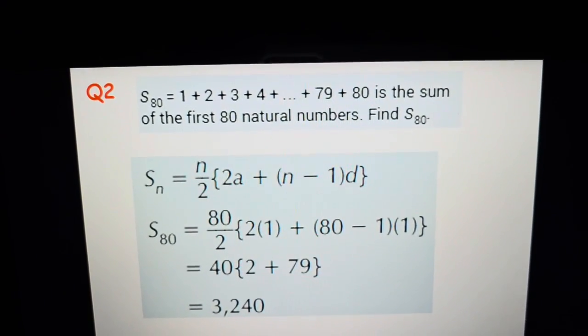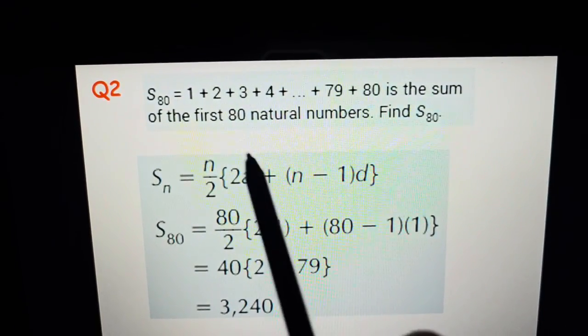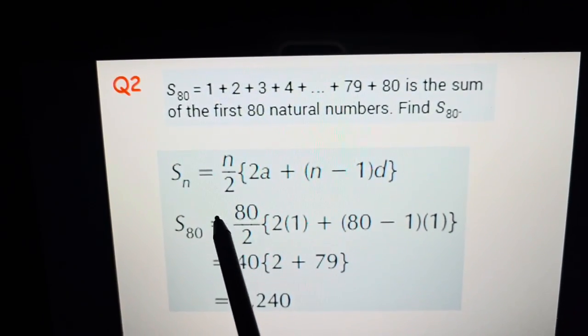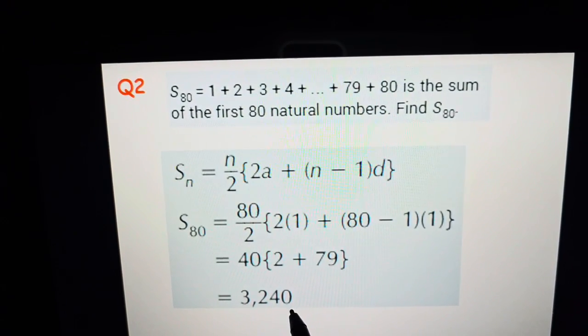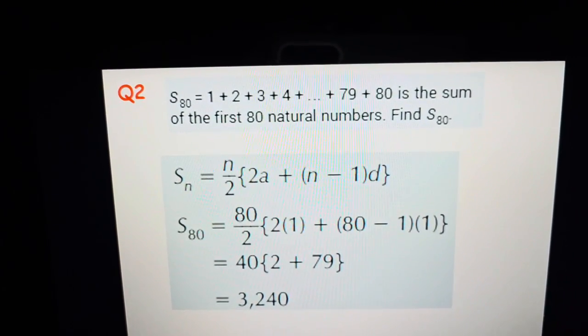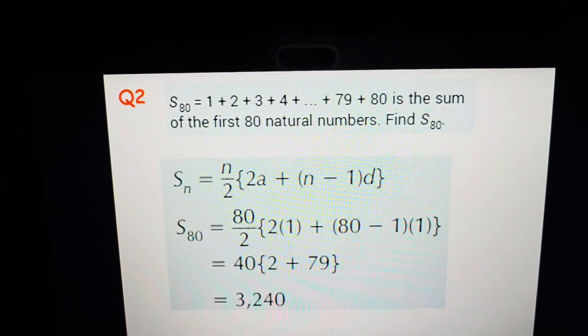So put down your S of n formula. A is 1, common difference is 1, and n is 80. Subbing into that, you'll get 3,240 for the sum of the first 80 natural numbers.